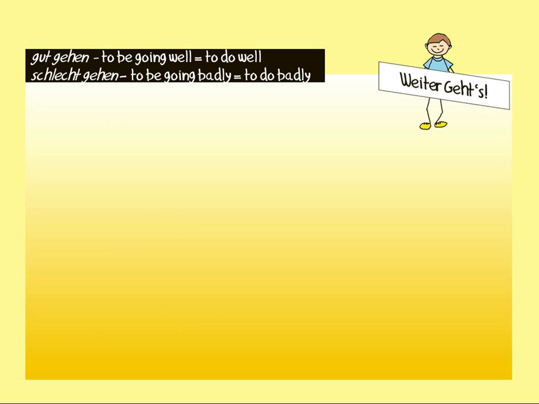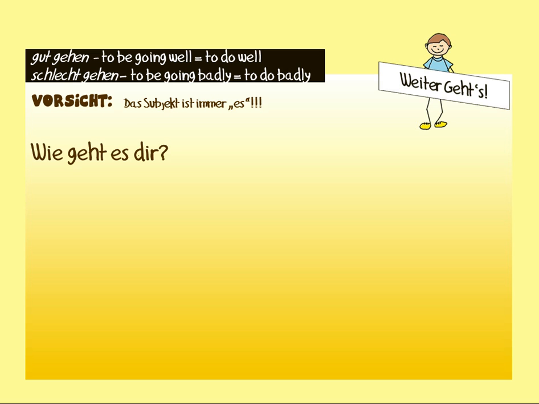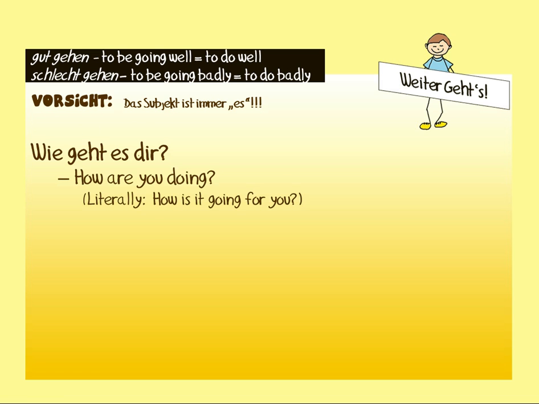Okay, last two. Gut gehen, schlecht gehen. In this case, we always have a subject that is "it". It is going well and it is going badly for somebody. And this is really something that you've used since day one. Wie geht es dir? And the reason why it is a dir is because the gehen here, when it talks about well-being, is a dative verb. Okay. Es geht ihm gut. He's doing well.